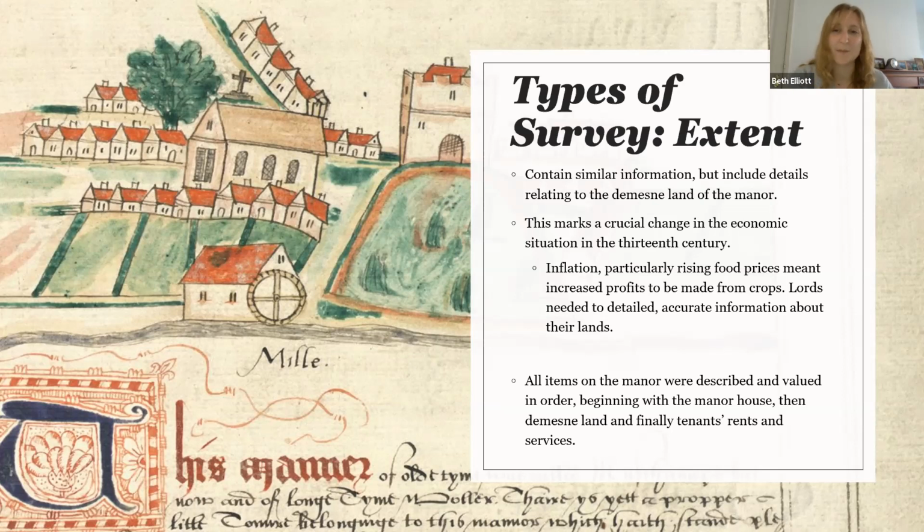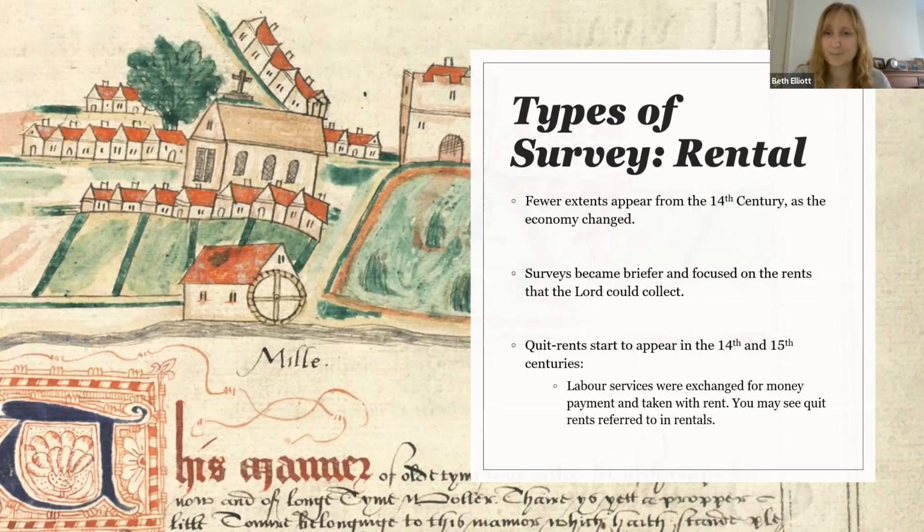So you might be able to pull a bit more from this, again, if you start to look into extents. As we move towards the 14th century, the economy shifts again, and we tend to find that now less of a period of inflation. Our surveys start to focus a little bit more on the rents, and these are referred to helpfully as rentals. So again, they become briefer, more focused on the rents the lord could collect. Around this time, you also start to see some quit rents.